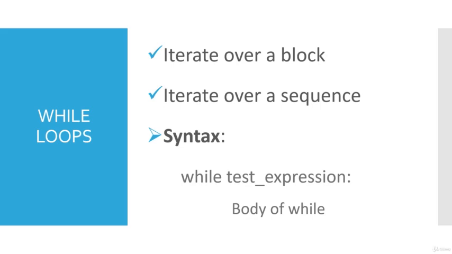In general, loops are used in programming to repeat a specific block of code. Also, another use of loops is to iterate over a sequence of elements. The while loop in Python is used to iterate over a block of code as long as the test expression or the condition for the while loop is true. Let's see this in action.